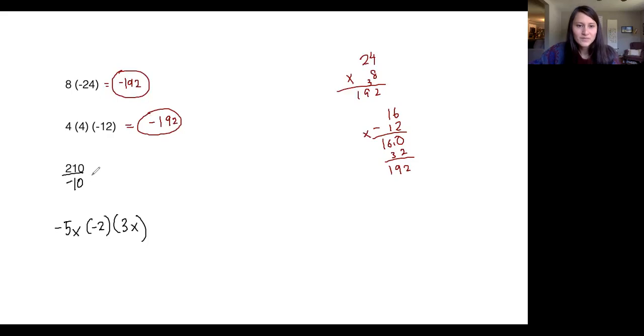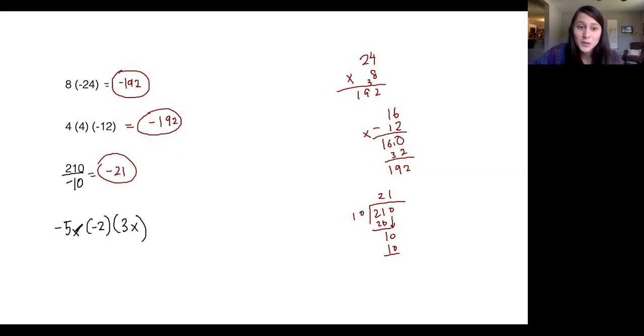Okay. Then I've got 210 divided by negative 10. 210 divided by 10, what would that be? 10 goes into 21 twice with a 1 remainder. Bring that 0 down. That comes down, so that would be 21, right? So my answer is a positive or negative? Negative 21.